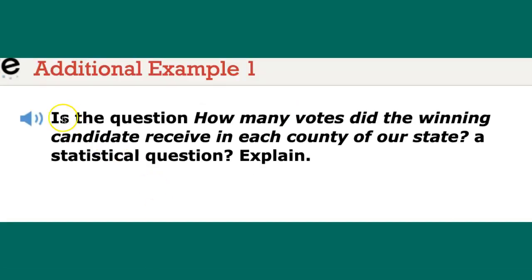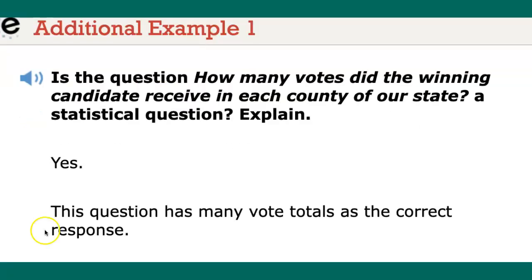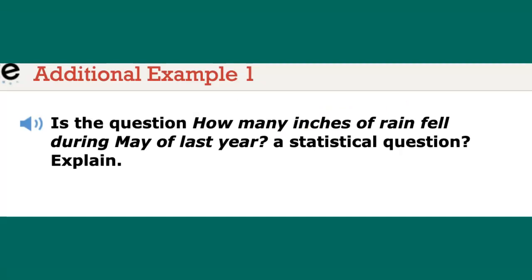Look at this one. How many votes did the winning candidate receive in each county of a state? Let's see. Is it statistical or not statistical? So with this, the answer is yes. The question has many vote totals as the correct response. Because there are so many counties that you are asking, in different counties it tells you different scores. Okay. Maybe this is our last example.